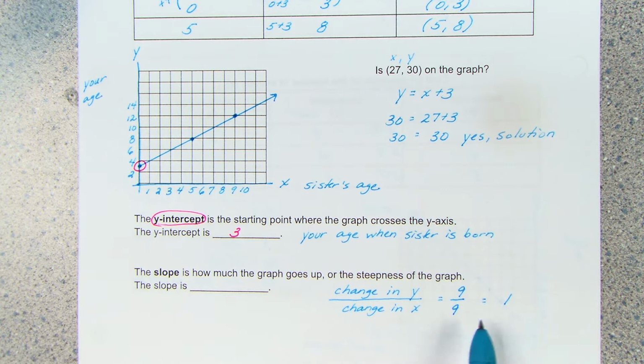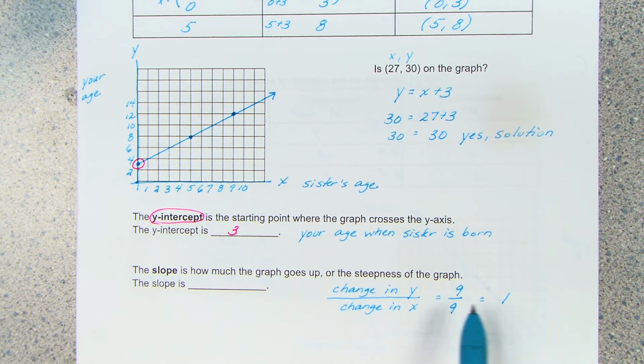And that kind of makes sense. It should make a lot of sense if we think about it in the context of the problem, that every time your sister, she's the x, every time she gets 1 year older, you also get 1 year older. The time is passing at the same rate for you and for your sister.